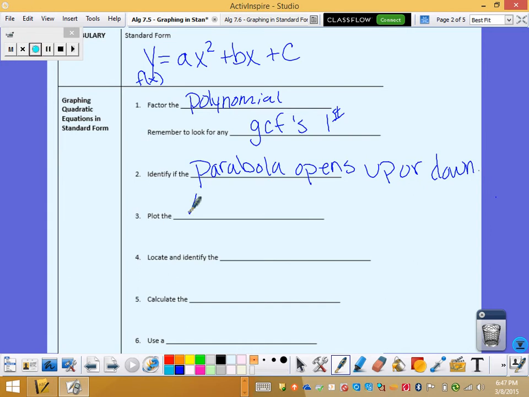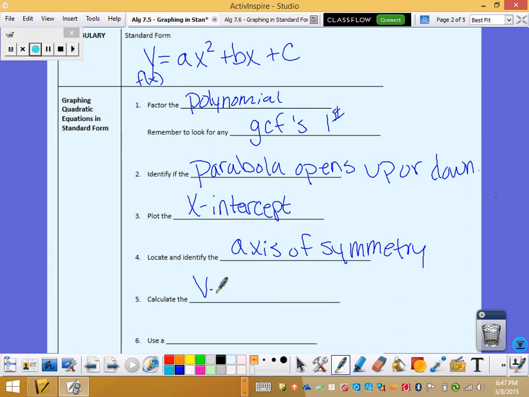Next, we'll plot the x-intercepts since it's in factored form. Now, step 4, locate and identify the axis of symmetry, which we know is just the average of those two intercepts. Define the x-coordinate. And then step 5, calculate the vertex point.